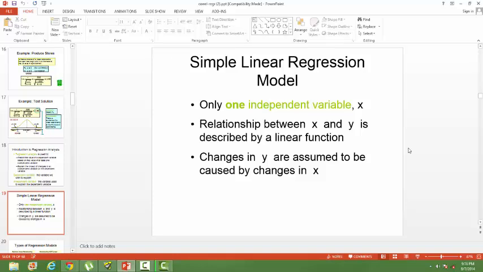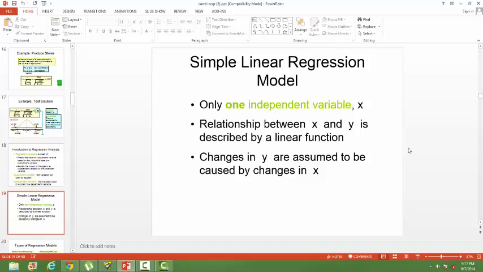We'll start with the simple linear regression model. What is a simple linear regression model? First, what is simple? The word simple is used when we have only one independent variable. Like I said in the beginning, we can have as many independent variables as we wish, but if the equation has just one independent variable, we call it a simple regression model.